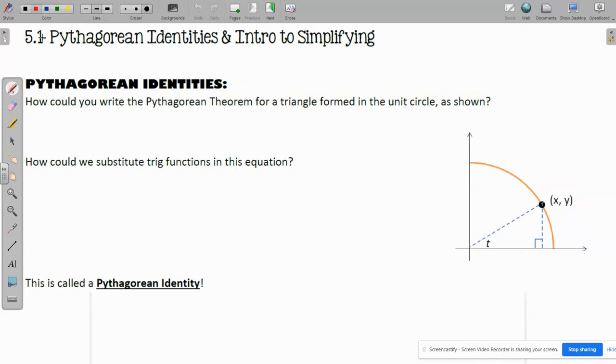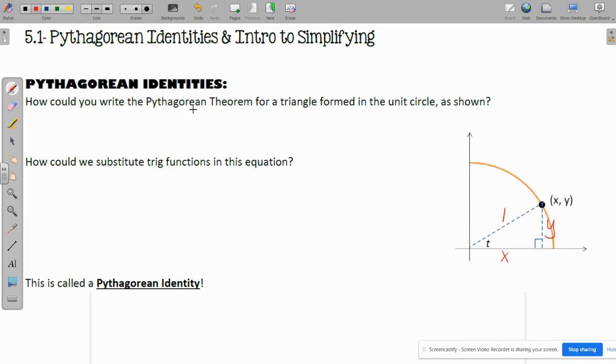In this tutorial, we are going to talk about Pythagorean identities and simplifying trig expressions. So over here, I have the first quadrant of the unit circle. Because it's a unit circle, I know the distance from this point over to this point would be 1 unit. And because this is the point (x, y), the side here of this triangle would be x units long, and then this leg over here would be y units long.